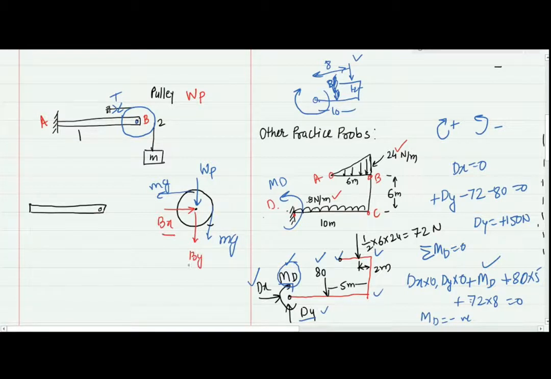As I have decided Bx and By here, the equal and opposite will act here. So this will be my By upward and this will be my Bx. This is my fixed joint. I am removing my fixed joint. So conventionally I will put three forces, Ax, Ay and MA. So these two are my free body diagrams, and once I have the free body diagrams, I can write the equation for force balance and I can calculate the unknown.